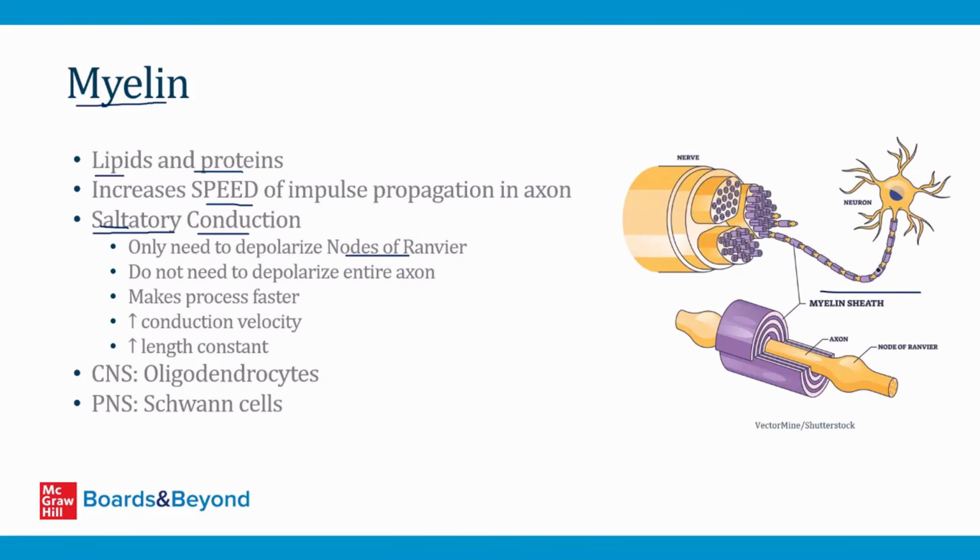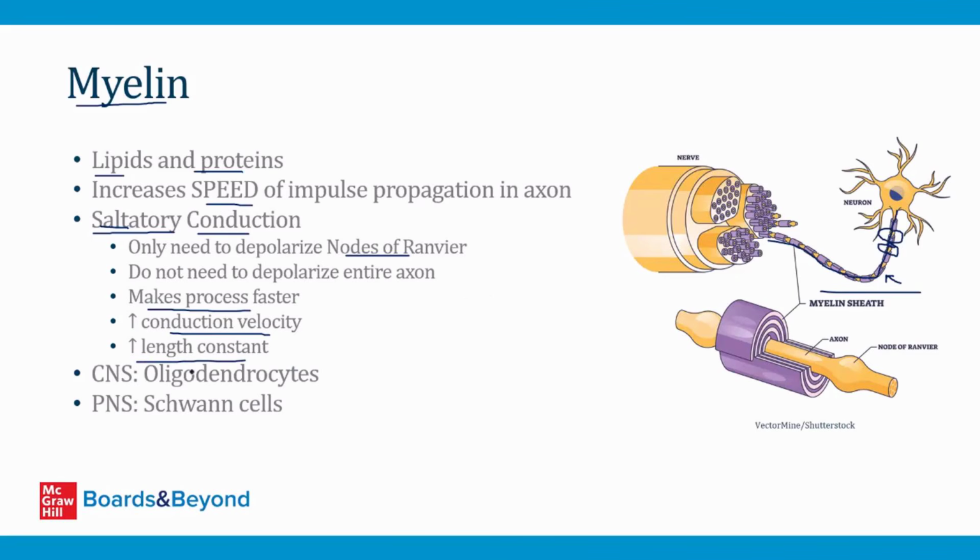So if we look at this drawing over here, the purple things here are myelin sheaths. Instead of having to depolarize this entire neuron like this, all that has to happen is you have to depolarize this little node of Ranvier here, and then you can jump and depolarize this one here. This makes the entire process of signal propagation faster. It increases the conduction velocity. It also increases another metric known as the length constant. This is how far a signal can travel before it peters out.